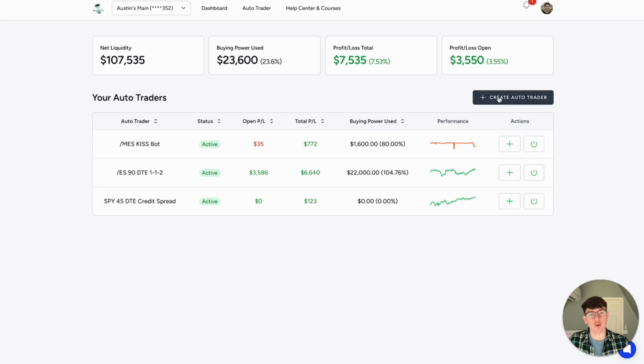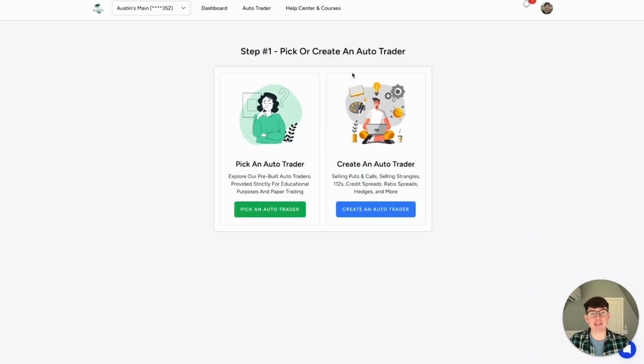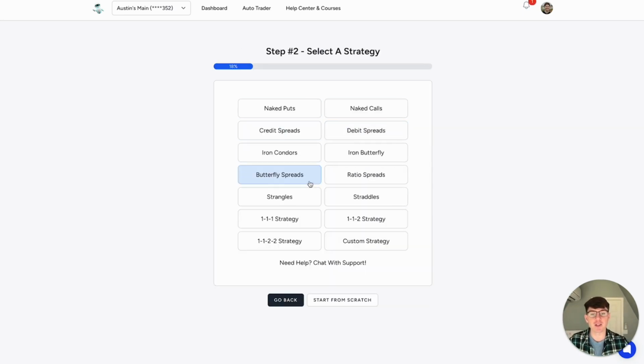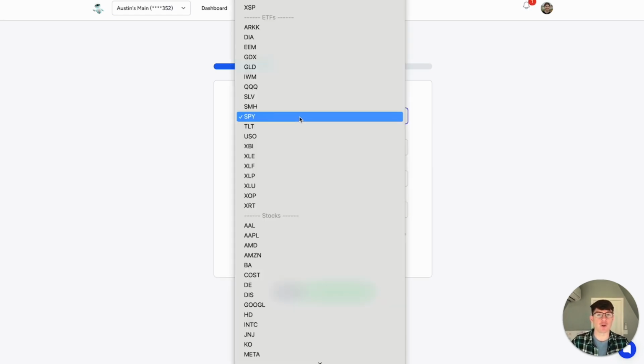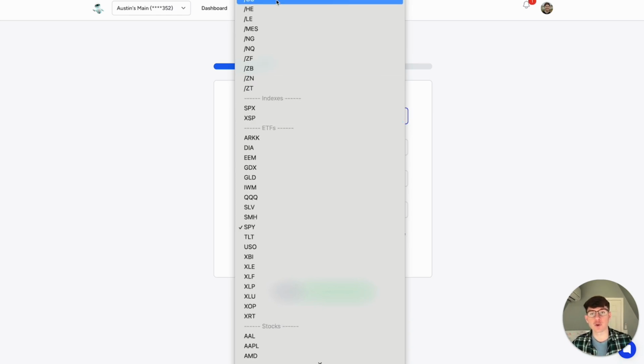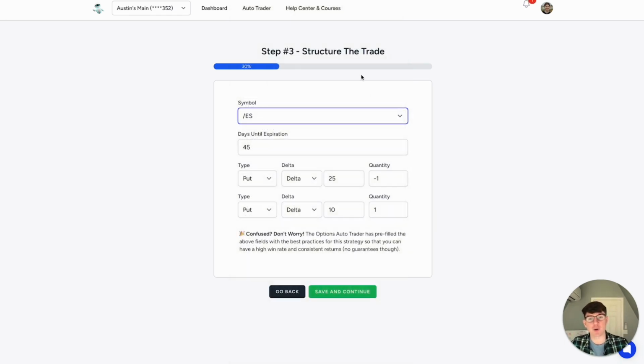Click on Create Auto Trader so you can create your bot. Next, you'll pick this blue one that says Create Auto Trader because you know all the rules you want to plug into it. Just like this, we're now going to pick these strategies. So again, we're running credit spreads. We're going to click on Credit Spreads. And then again, pick the asset you want to do. If you want to do SPY, SPX, or futures, you can do that. So again, ES is always a fun one to do it on, as I showed in the example earlier.